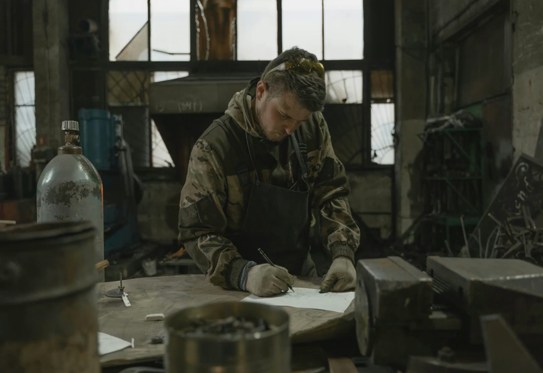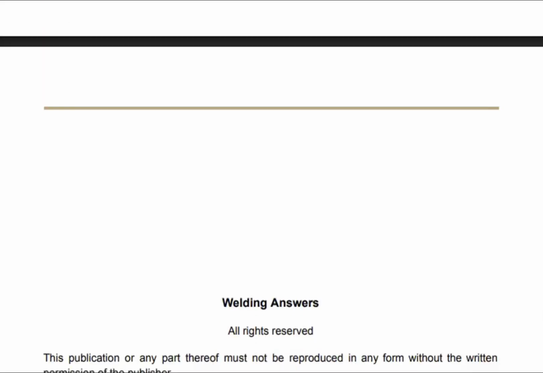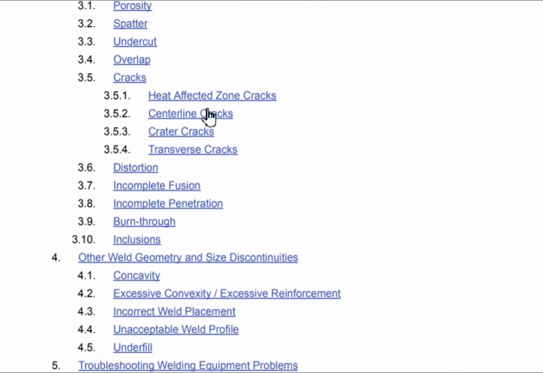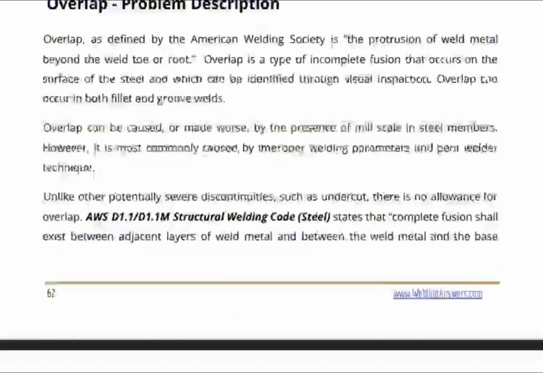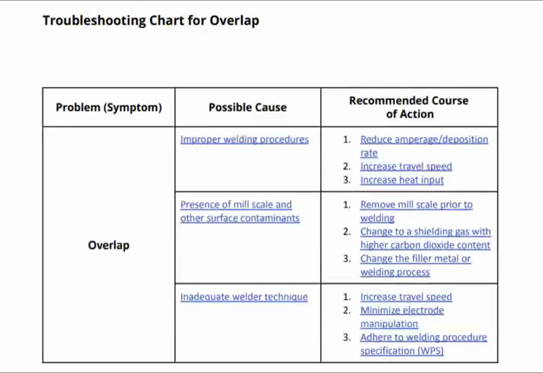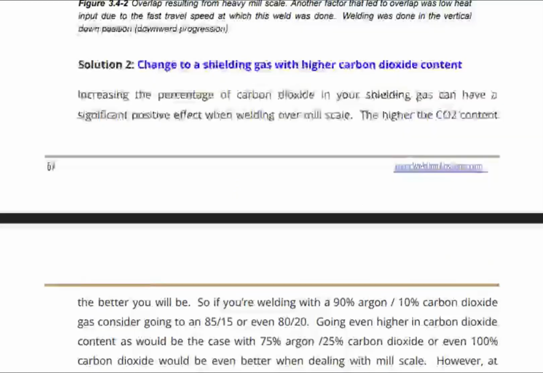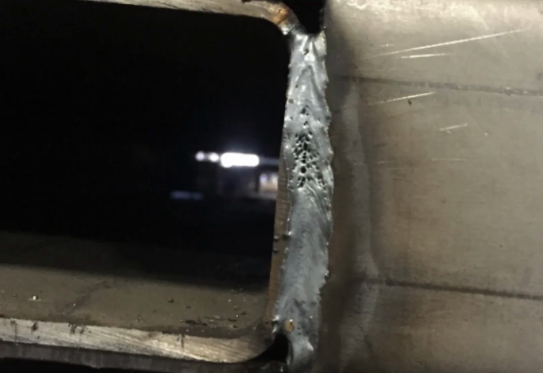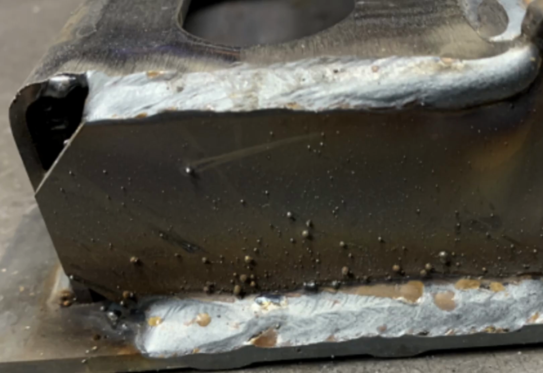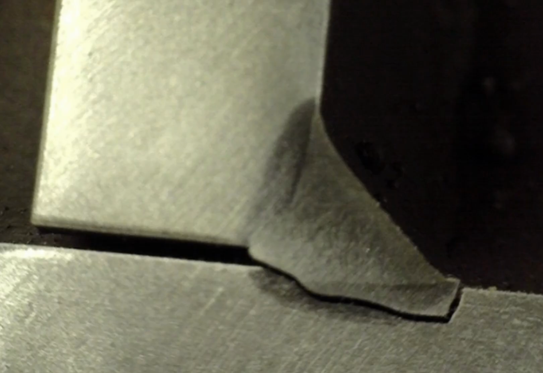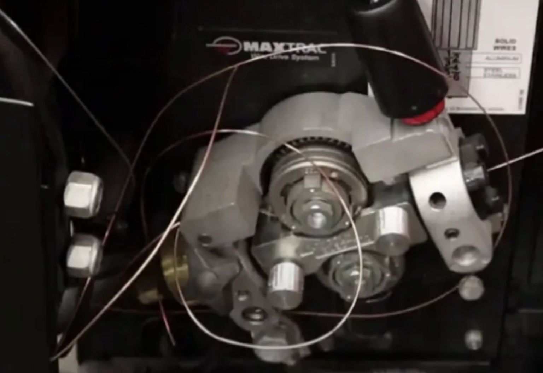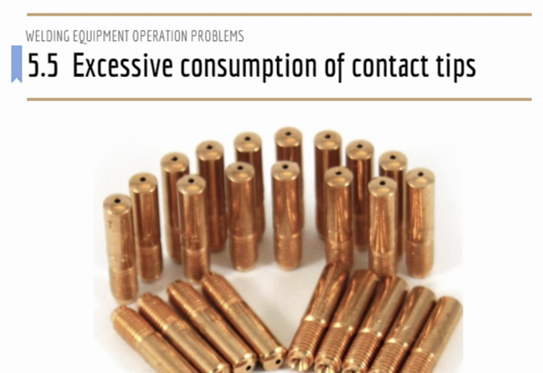But we go deeper. Every recommended solution comes with a detailed explanation and clear illustrations. You'll understand the theory behind the fix, transforming you from a problem solver to a problem preventer. This comprehensive ebook guides you step by step through identifying and solving crucial issues, from the nuances of porosity and spatter to persistent distortion and cracking, incomplete fusion, and even those tricky equipment malfunctions such as erratic wire feeding, bird nesting, and even excessive consumption of contact tips.